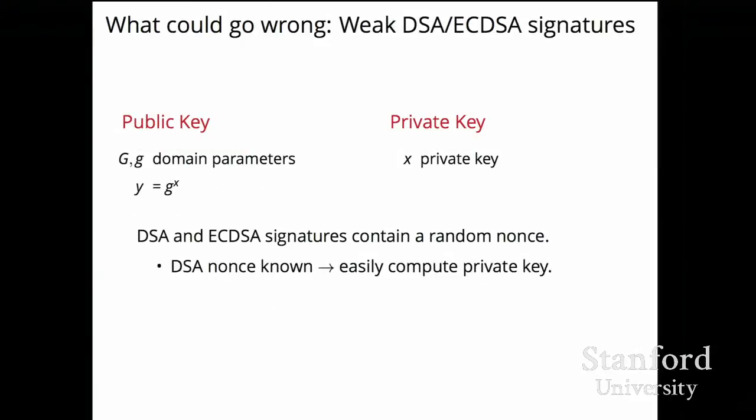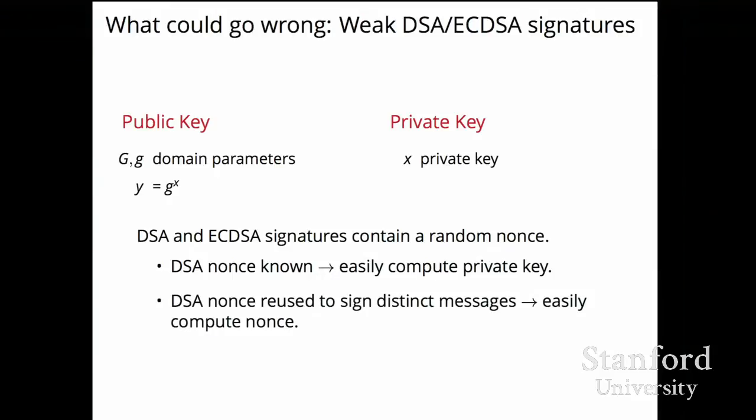However, the signatures themselves are randomized. They contain a random nonce, and if this nonce is known, then for a single signature, and you know the public key, you can easily compute the private key from the single signature and the known nonce. This is an interesting property for a signature scheme to have.